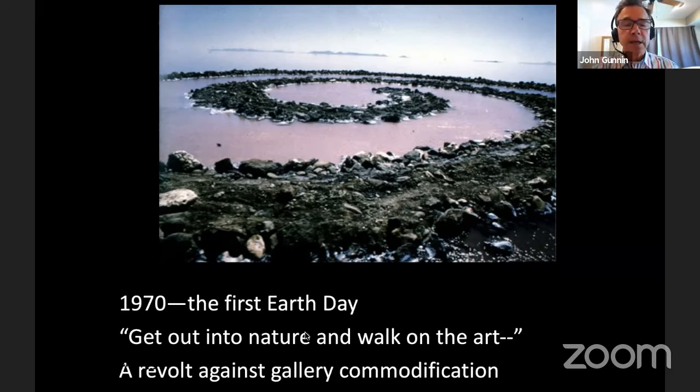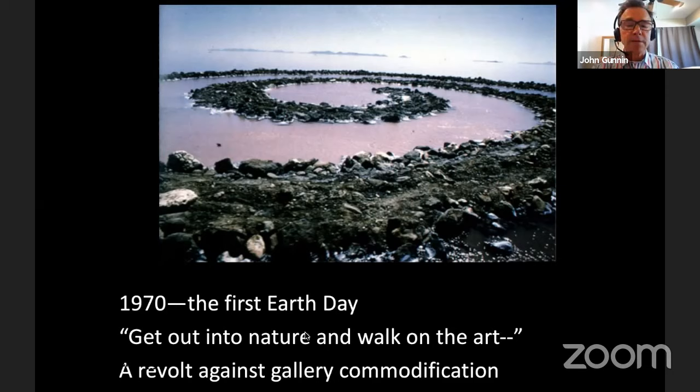So in 1970 was the first year they had Earth Day. And that was the year that Spiral Jetty was made. So I want you to just remember that this consciousness about the earth, about the environment, the importance of the earth came out at that time.